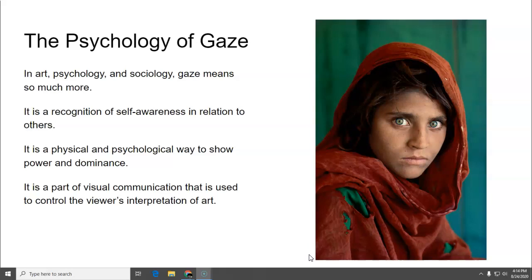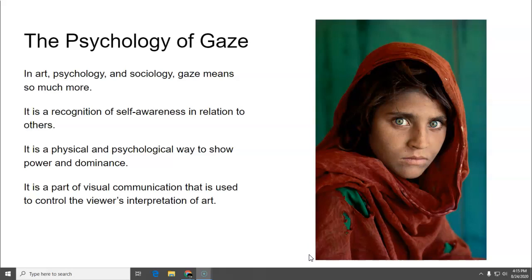Gaze is also a physical and psychological way to show power and dominance over people, and it's part of visual communication that's used to control the viewer's interpretation of art. And that's both how the viewer looks at the art, how the art looks back at the viewer, and where, especially if there's figures in the artwork, how the figures are looking at each other.